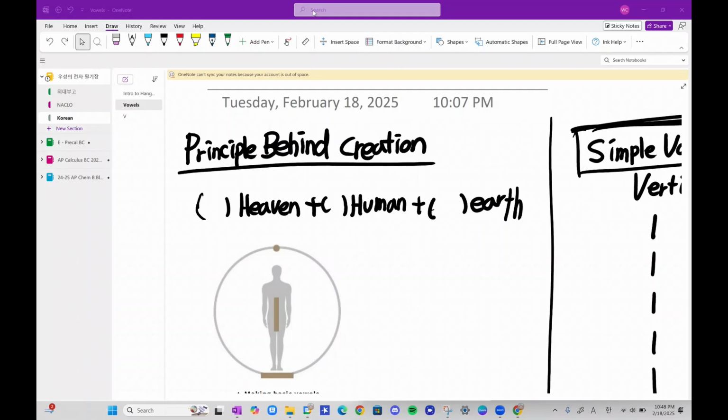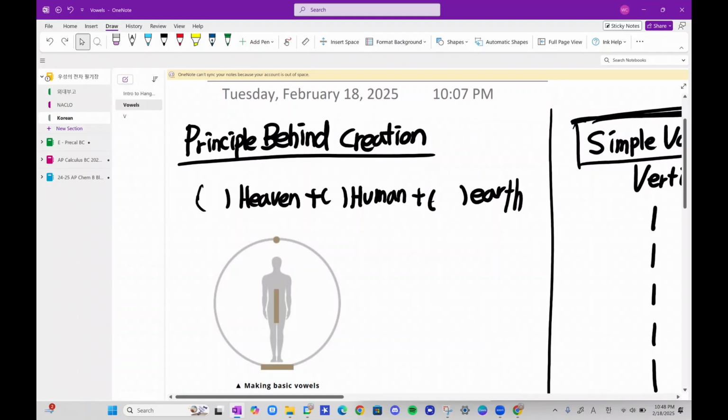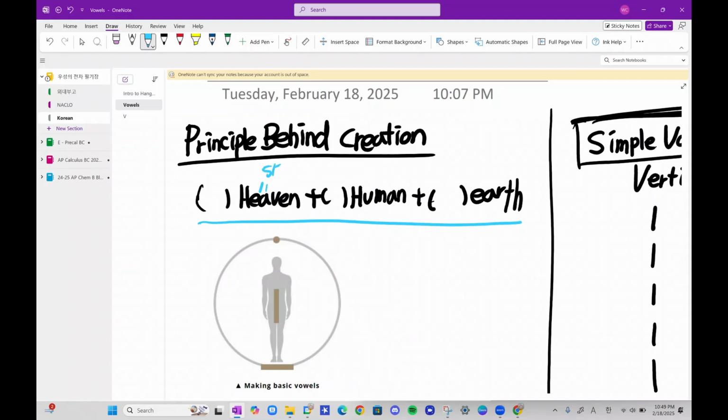All right, so before we learn the vowels, we have a very easy way to memorize them. And it's actually the principle behind the creation of vowels. Essentially, all vowels are created as a combination of heaven, human, and earth. Heaven, which is the sky, is really round, so it's represented as a dot.